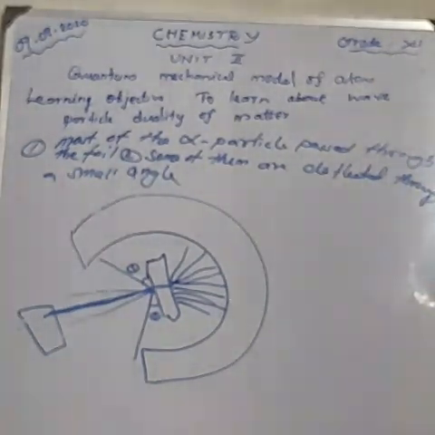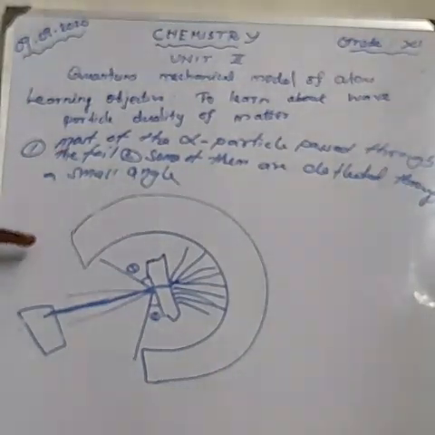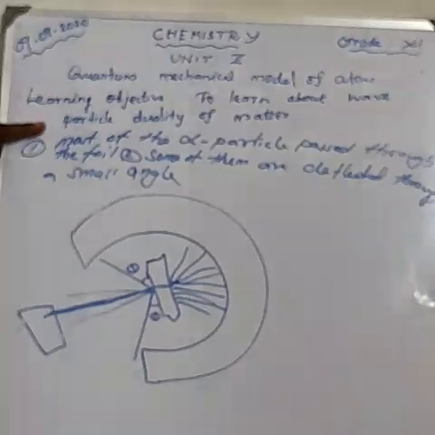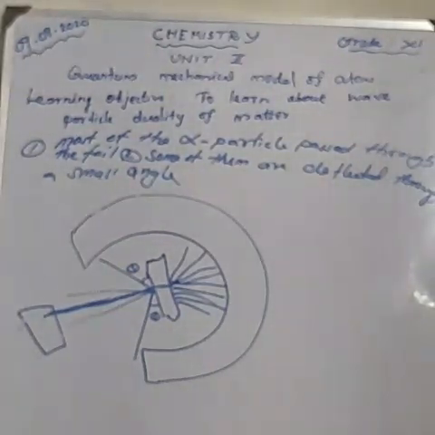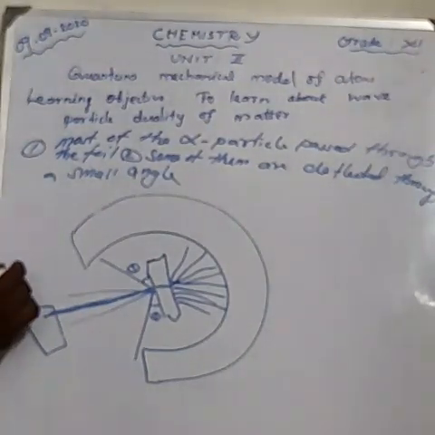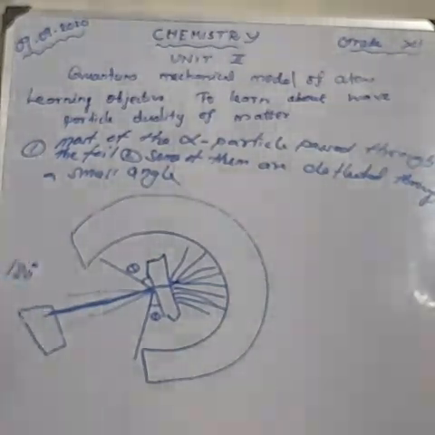What are Rutherford's observations during the bombardment of thin gold foil? First one: most of the alpha particles passed through the foil. Can you learn? Second one: some of them were deflected through a small angle. Very few of the alpha particles were reflected back by 180 degrees. Back by how many degrees? 180 degrees. It's a very, very important question.